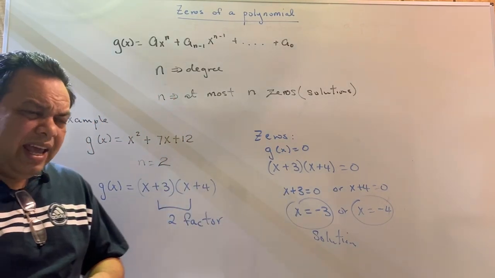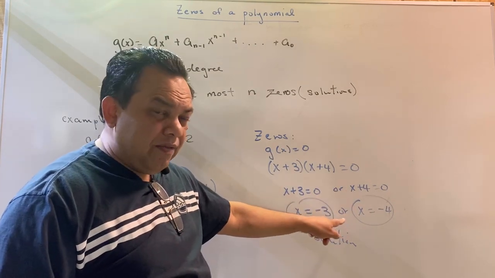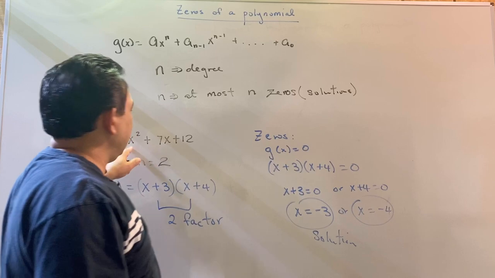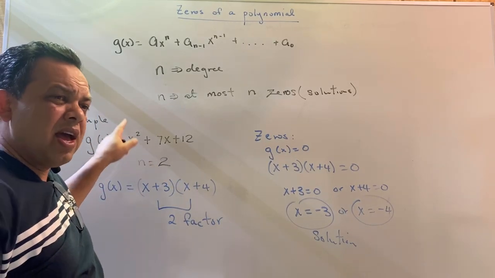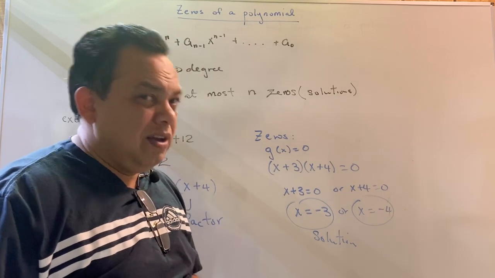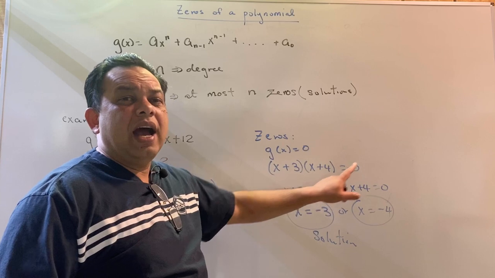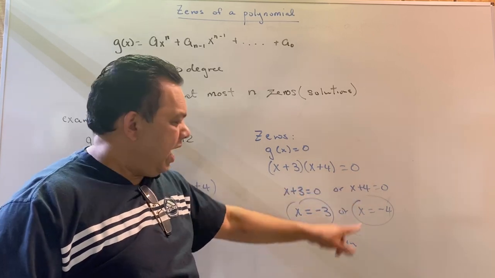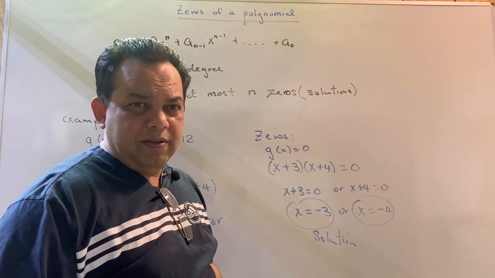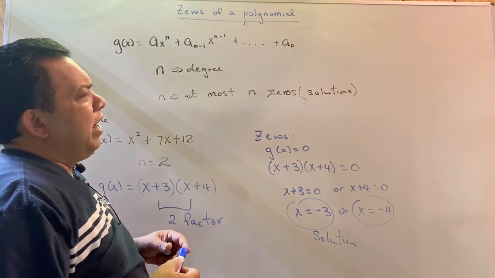Okay? Meaning that if we look at the graph of g of x, that graph will cross or touch the x-axis at x equals negative 3 and x equals negative 4, hence the zeros of the polynomial. Okay? So what's the whole idea of finding the zeros?